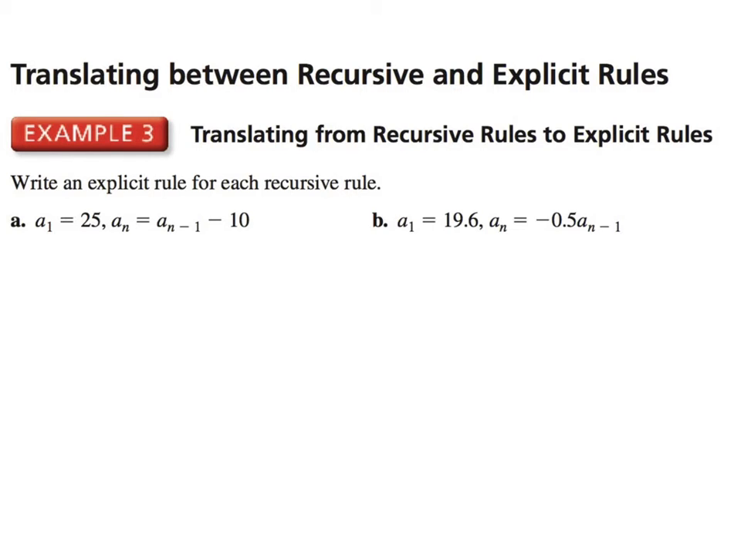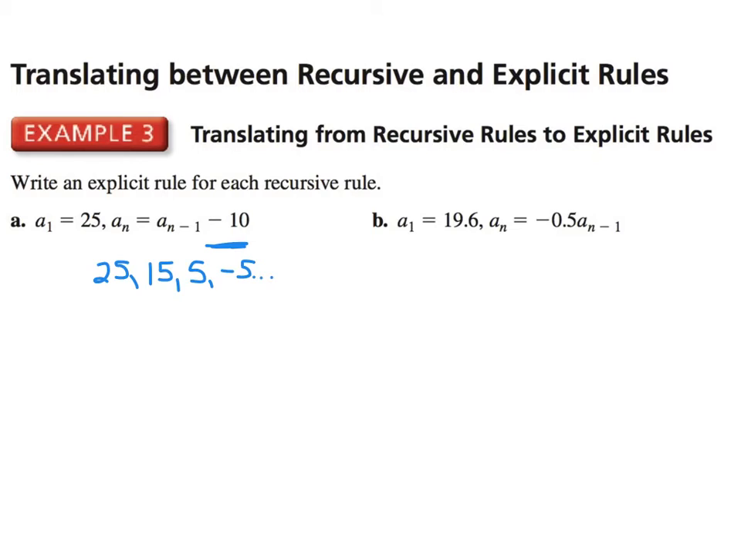All right, you have a problem like this on your test. I am going to give you a recursive rule, and you need to write an explicit rule from that. So, A, they give you the first term as 25, and then to get to every other term, we subtract 10. The very first thing we have to do is write out the sequence. So the first term is 25. If we subtract 10, the next term is 15. The next term is 5. The next term is negative 5, and so on. The reason why we do this is it'll help us write our explicit rule.